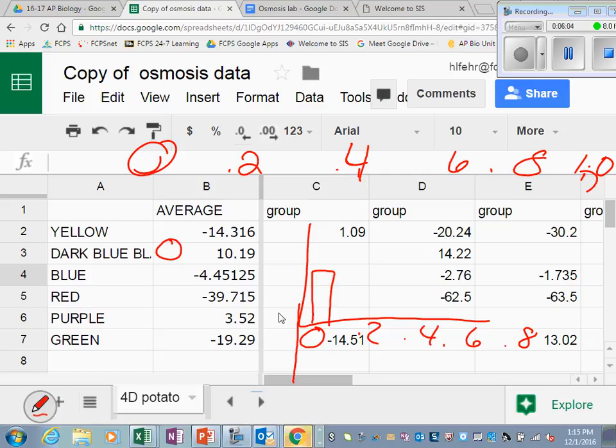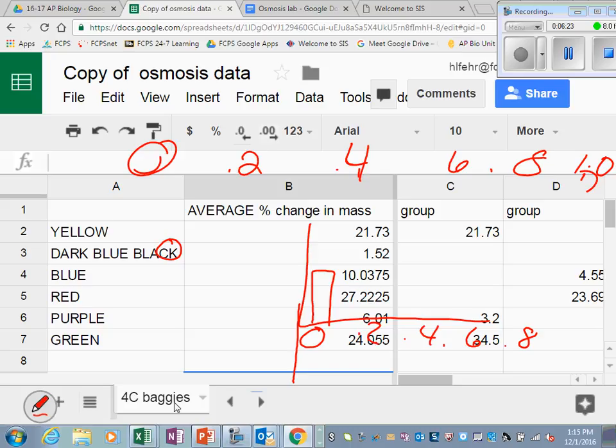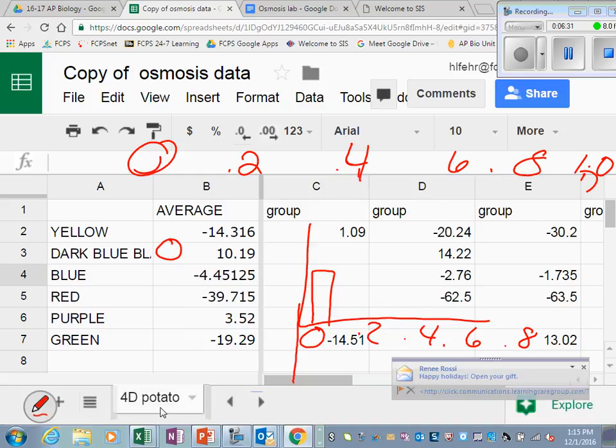0.2, what do you think? Did 0.2 gain or lose? We don't know which one it is. You actually can tell from this data. But I can go back. Okay, so which one is 0.2? Purple. So did purple gain or lose? Still gain. Gain, but less. Now the rest are losses, right?